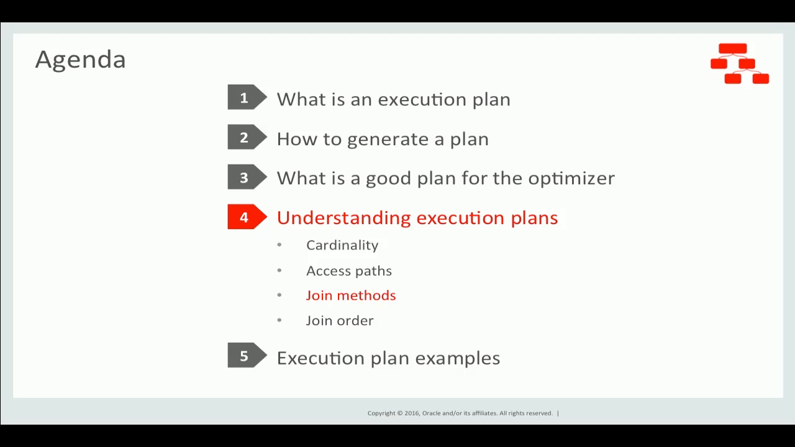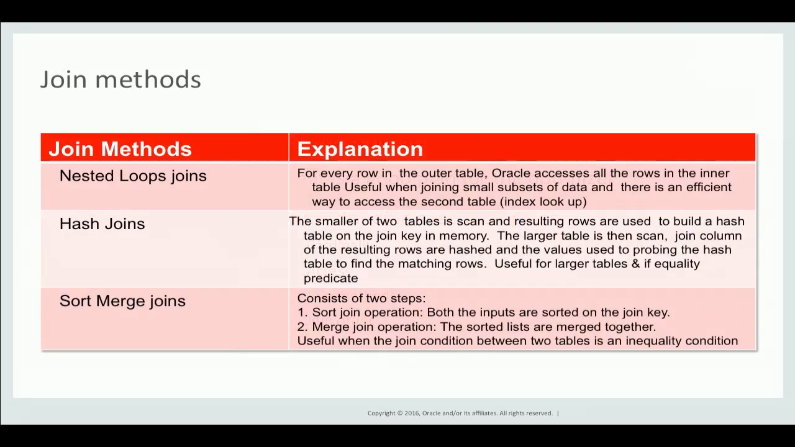Hash is one. Cartesian is a type, actually. Nested loop and merge sort. So how many do we've got? 3. We have 3 join methods.